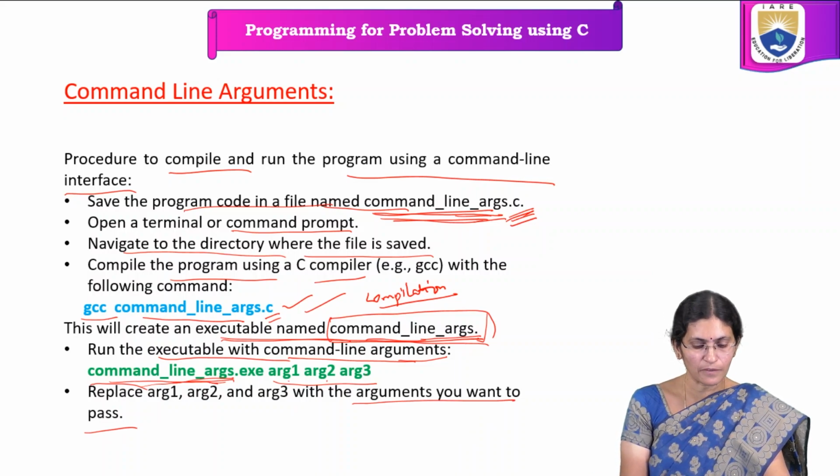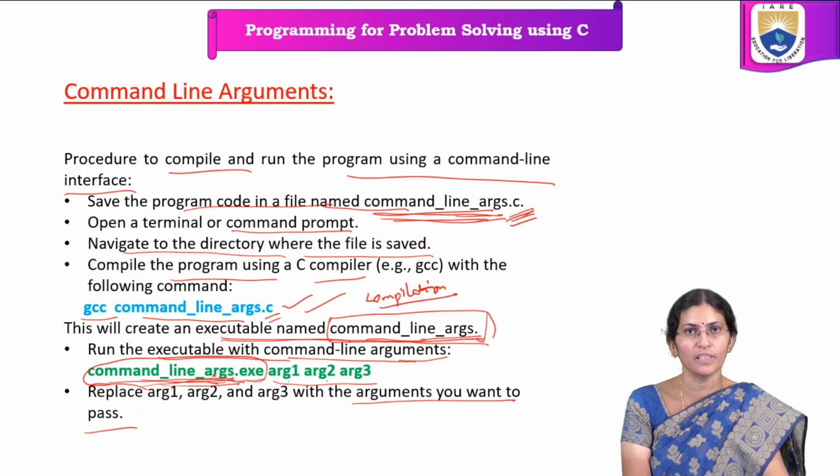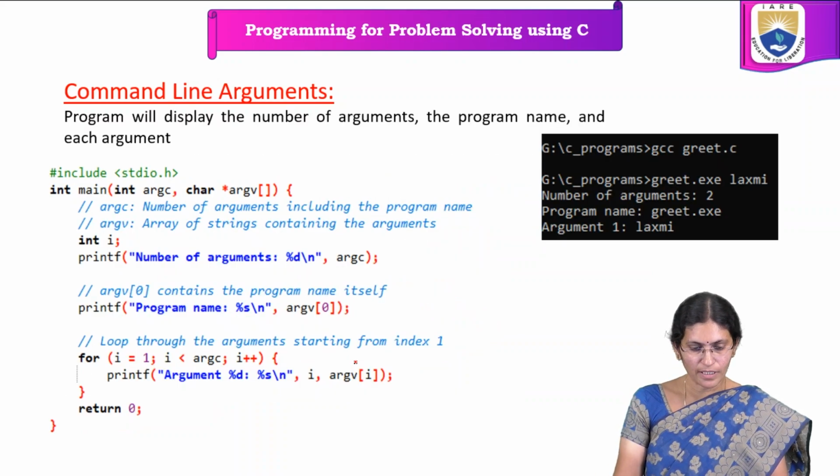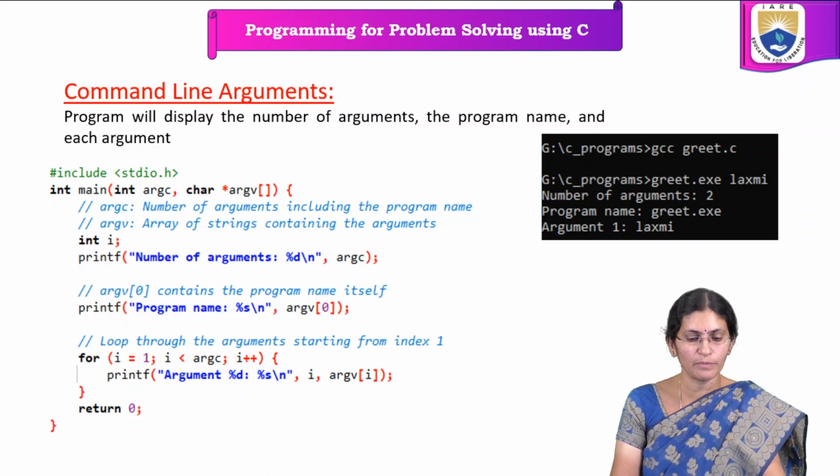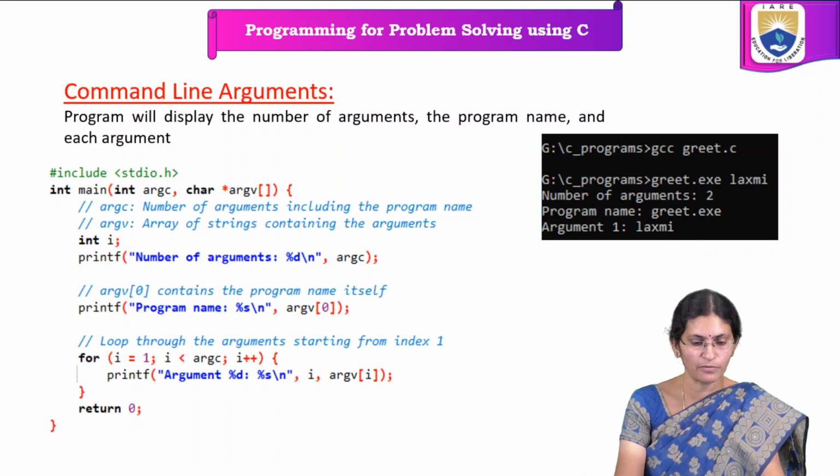Now one thing we have to understand here is that command line .exe is also counted as one argument. The name of the file or program, the executable file name, is also counted as one argument. Suppose these are the arguments we are passing to the function, then the total count is 1, 2, 3 and 4. So let us understand the use of command line arguments with the help of a program.